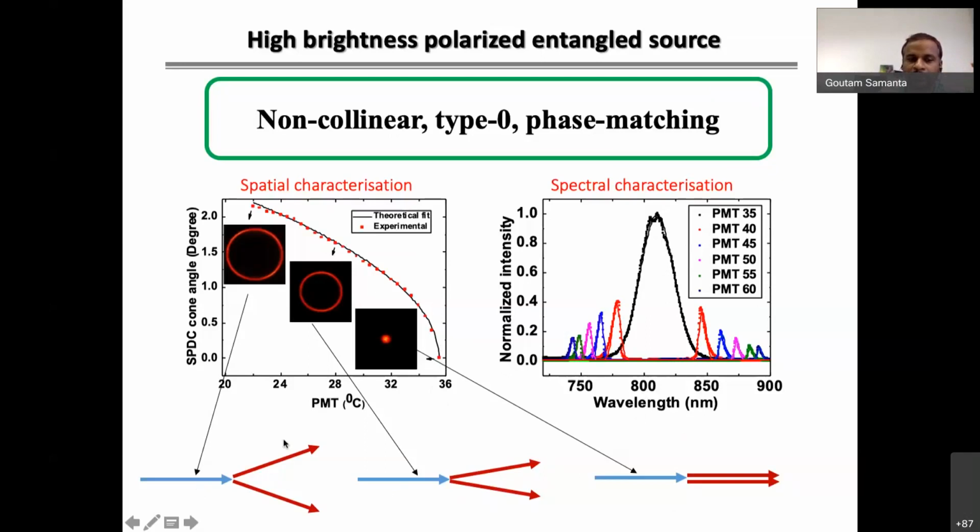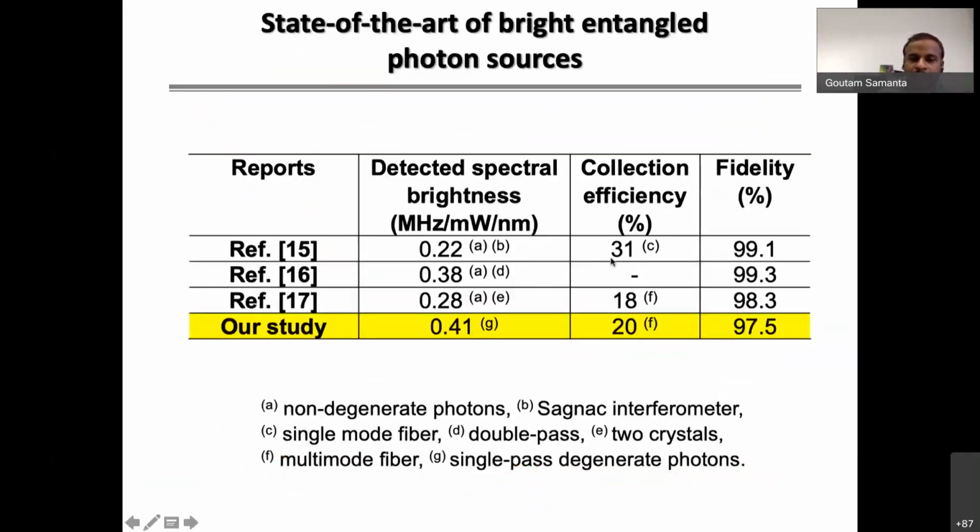So the generated photons will be split, and if you keep on changing the phase matching condition, it can go to the collinear process where all the interacting photons propagate in the same line. In this way, we have generated a record brightness: 0.41 megahertz per milliwatt per nanometer using this kind of experimental scheme, with a state fidelity of about 97.5%.